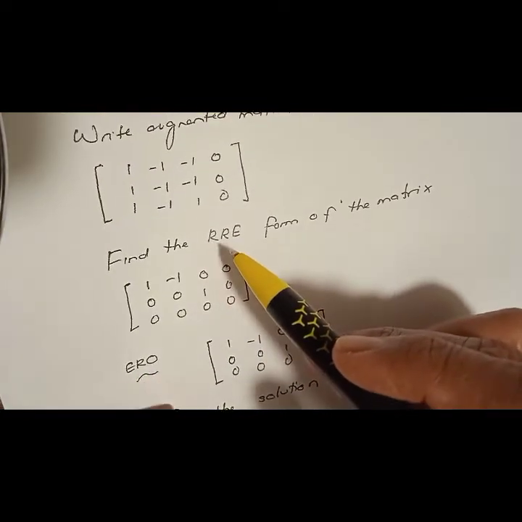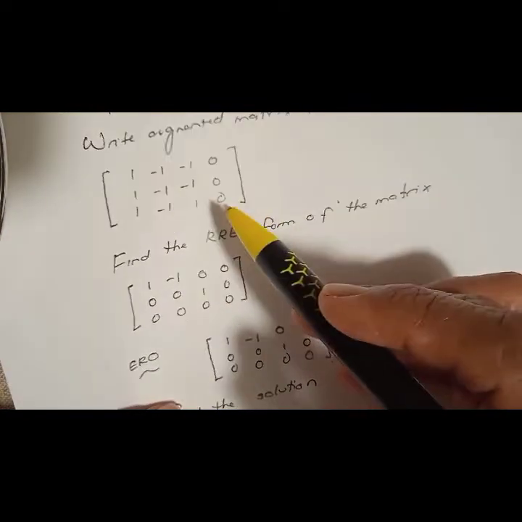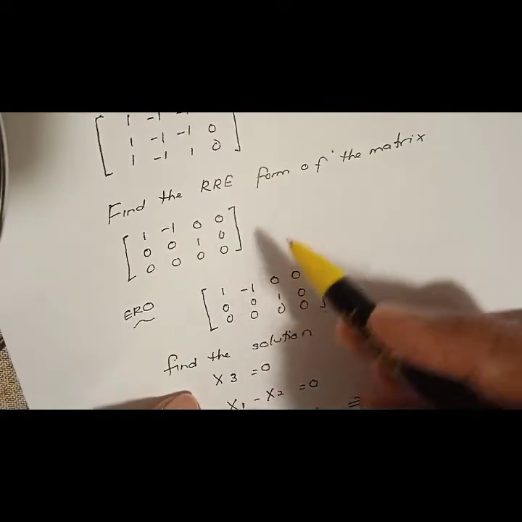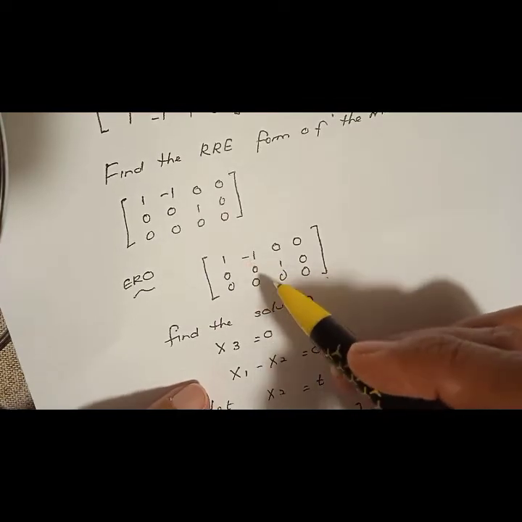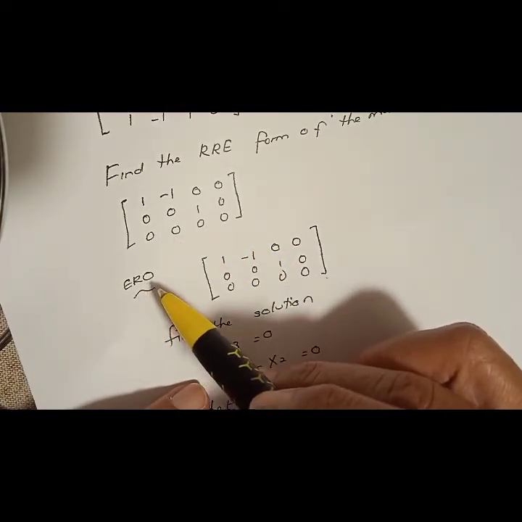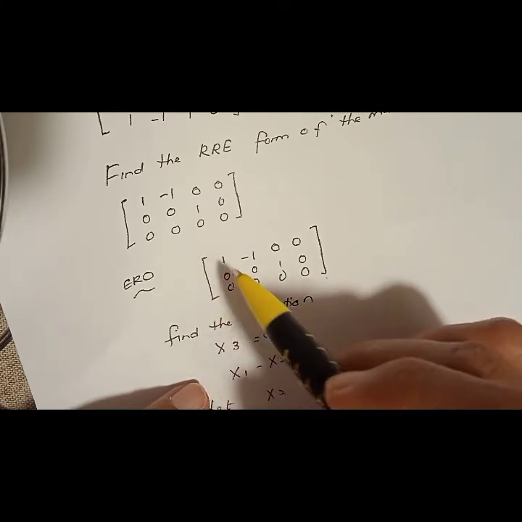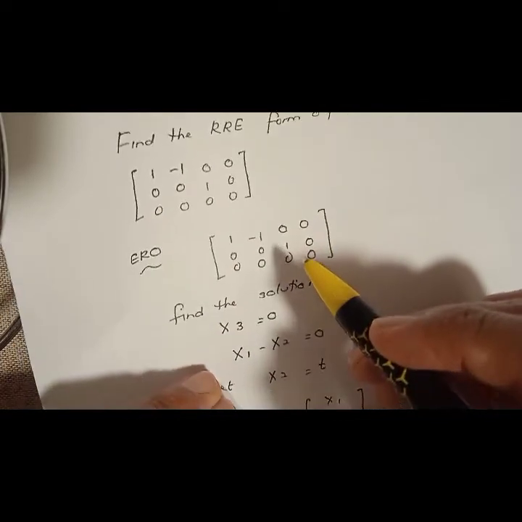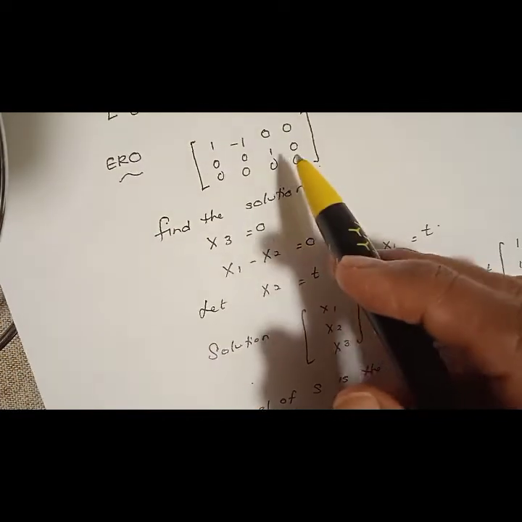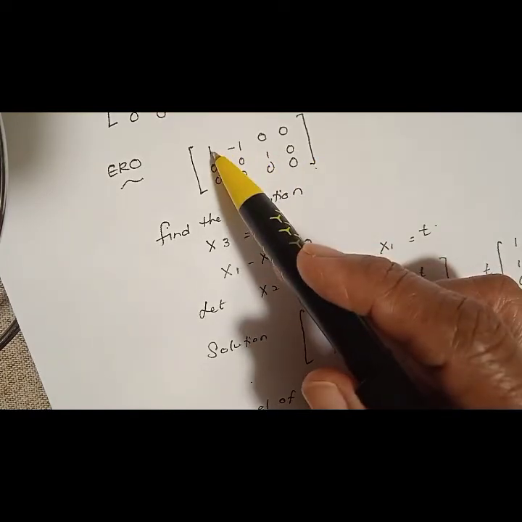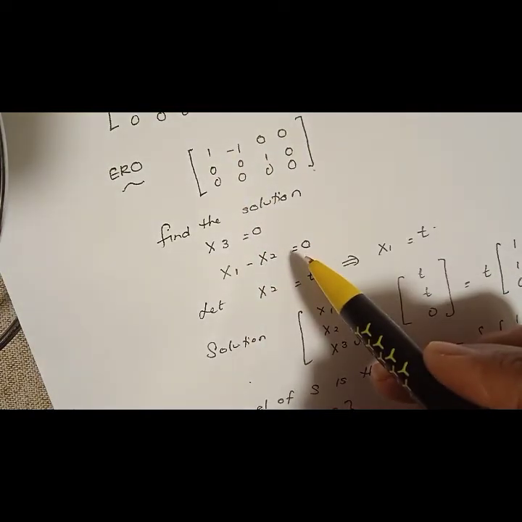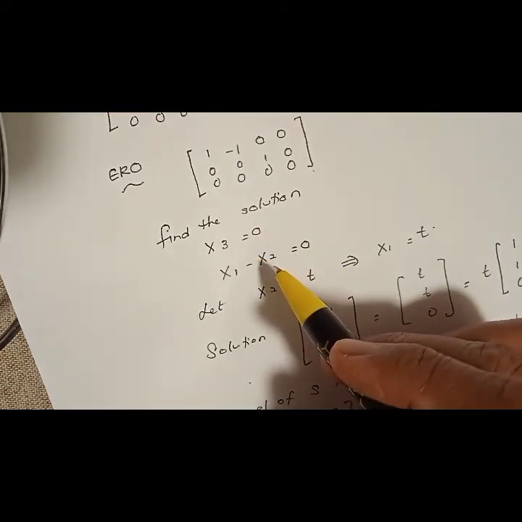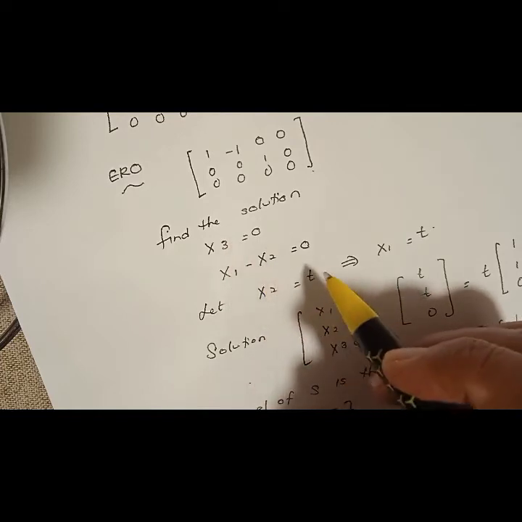Okay, now find the RRE form of the matrix. Using elementary row operations, in a number of steps, we will get the RRE form of this matrix. And then we find the solution. So x3 is 0, and here x1 minus x2 is 0. Since we have two equations and three variables, we need to set one variable as a parameter.